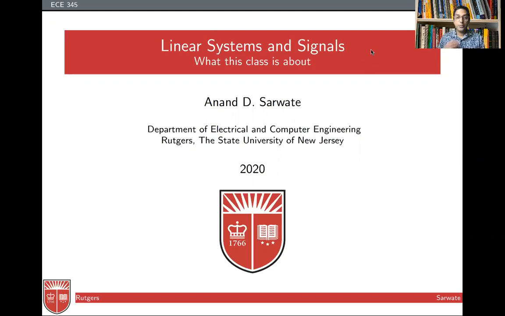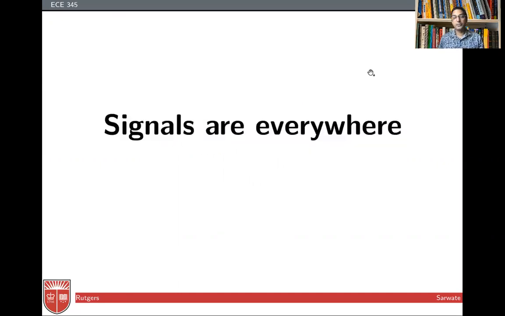Well, the two big themes I'd like to leave you with for this course is that signals are everywhere and systems are everywhere. So let's start first with signals. Signals are everywhere. So what do we mean by signals being everywhere? Well, what do we mean by a signal? That's the first thing that we need to address. And what do I mean by they're everywhere?